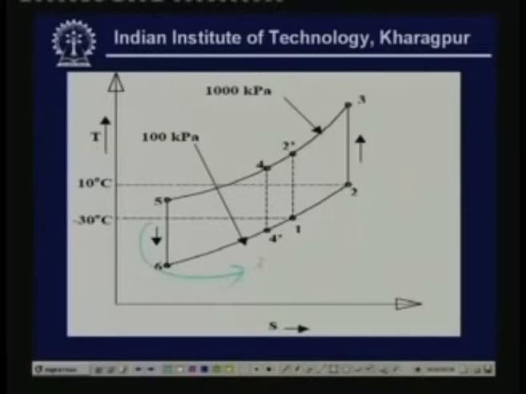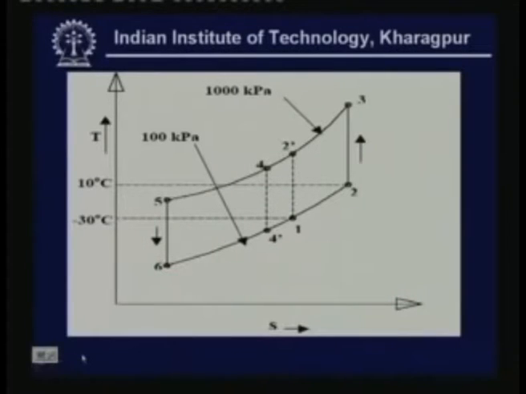And the process 5 to 6 is again an isentropic expansion process. Similar to isentropic compression, we can write for this process T5 divided by T6 is equal to P5 by P6 to the power of gamma minus 1 by gamma. Again P5 and P6 are known, P5 is 1000 kilopascal, P6 is 100 kilopascal. So, this right hand side is known to us, and if you can find T5, you can find T6 using this expression. This is how we will be finding the different state points.